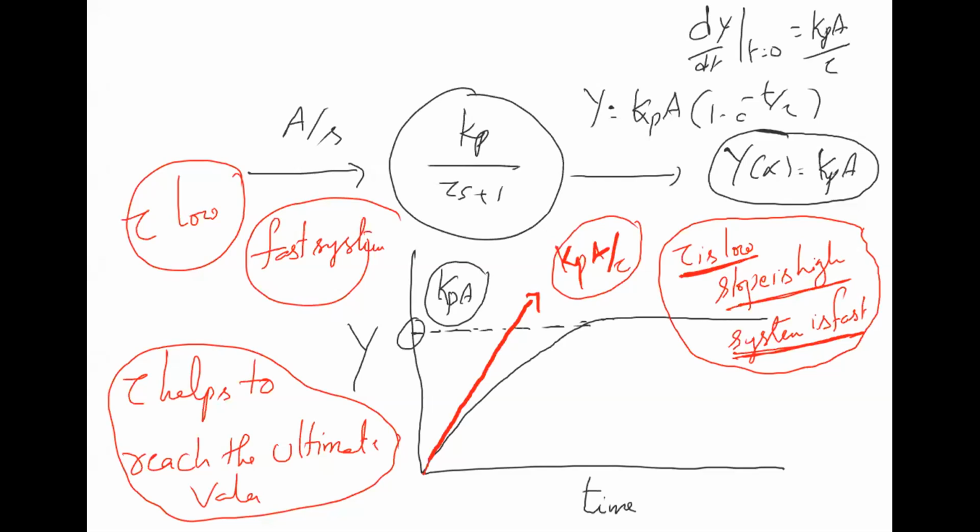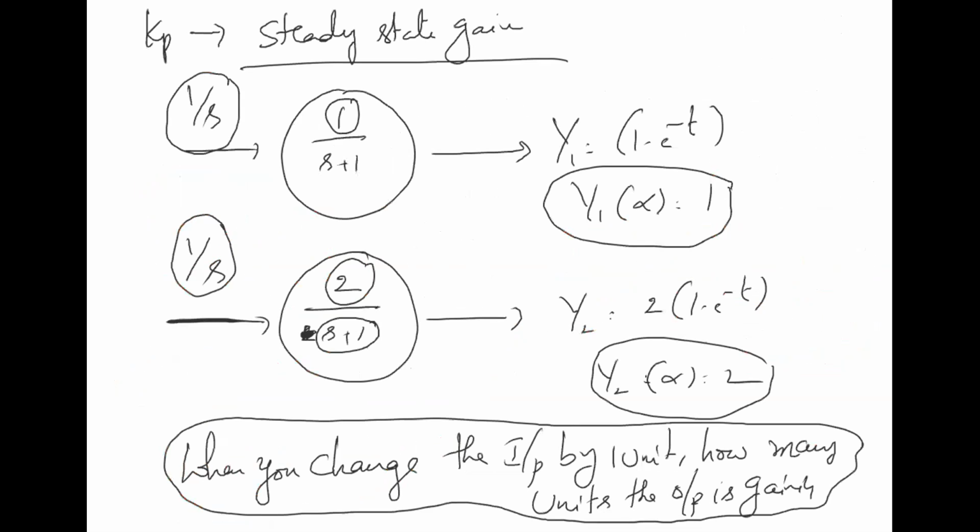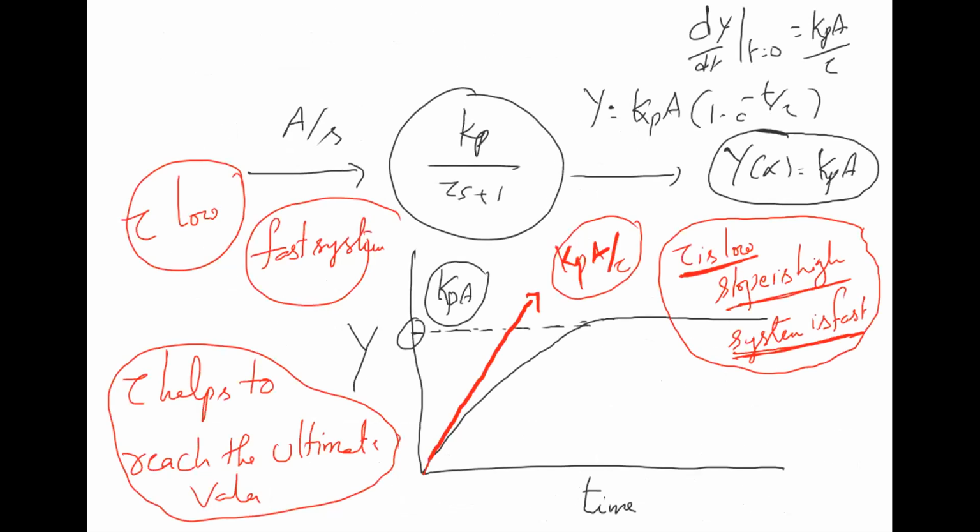See, these derivations are also important, because I just wanted to show you the effect of Kp. That is why I have taken the transfer function 2 by s plus 1. From this transfer function to this transfer function, there is a change only in Kp, so that you will come to know the effect of Kp. Ultimately, tau has no effect on the final value, but tau has an effect on the initial slope. If tau is low, then the slope is high, then the system is fast.